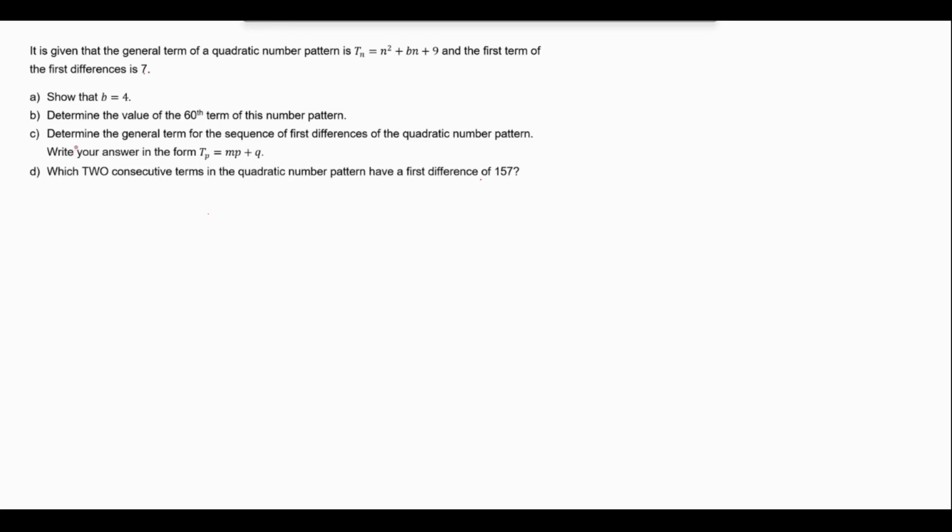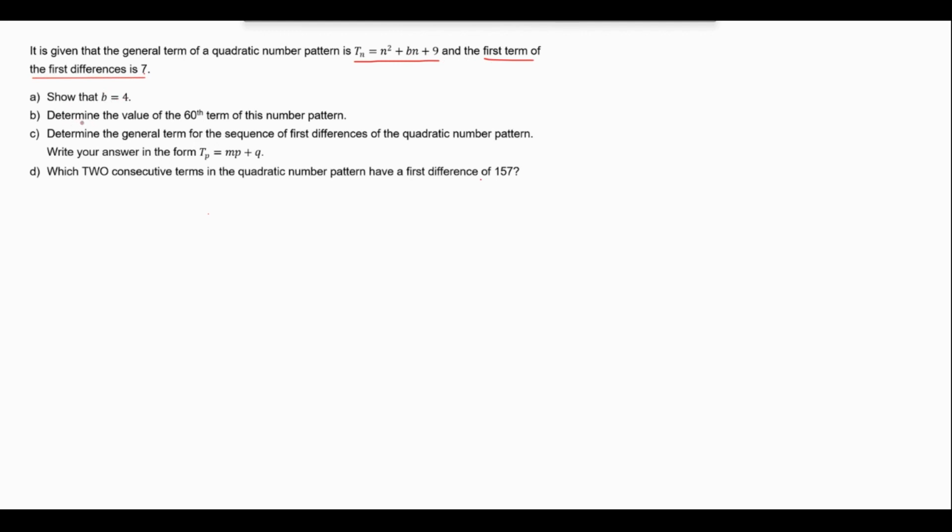Right, let's continue with our revision. It is given that the general term of a quadratic number pattern is Tn equals n squared plus bn plus 9, and the first term of the first differences is 7. Then show that b is equal to 4.